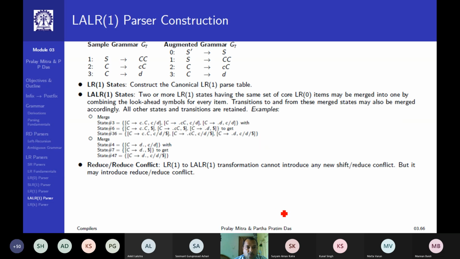Next we will move on to a more powerful parser, the LALR1 parser. It is the same grammar G7. Here the augmentation is done at the 0th production rule. For LALR states, first we have to construct the canonical LR1 parsing table. Now what is the modification of LALR states over LR1? Two or more LR1 states having the same set of core LR0 items may be merged into one by combining the look ahead symbols for every item.